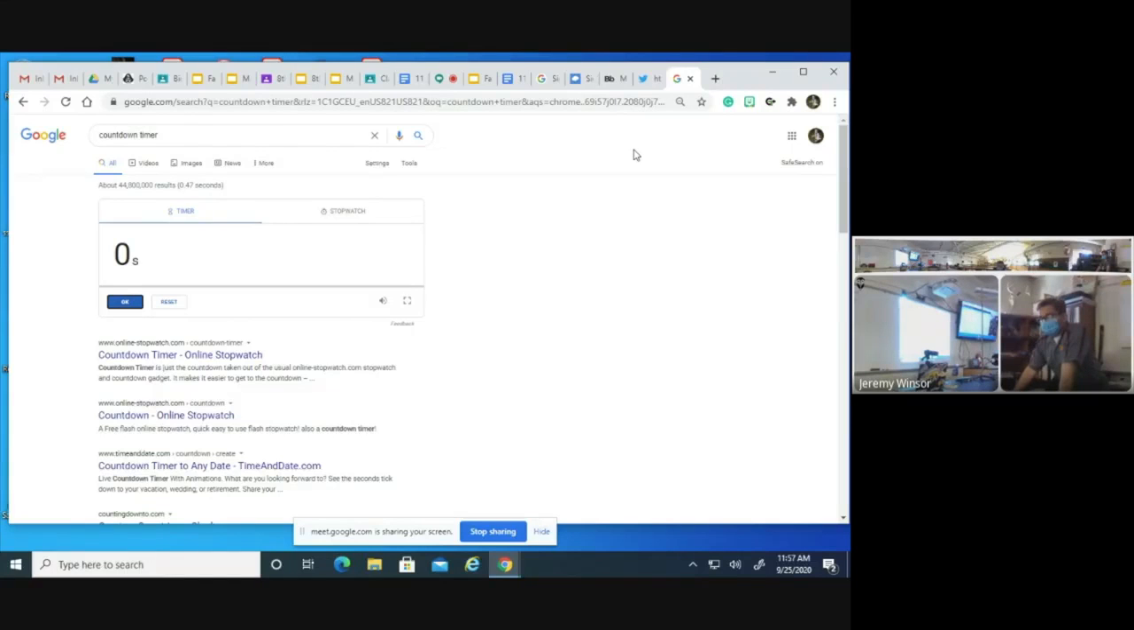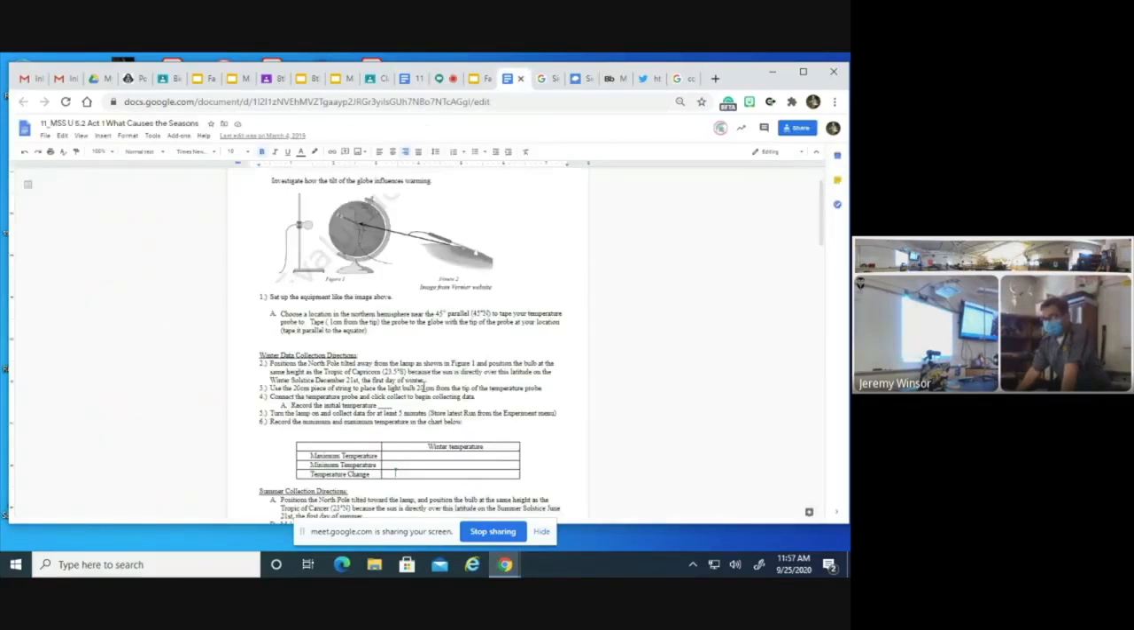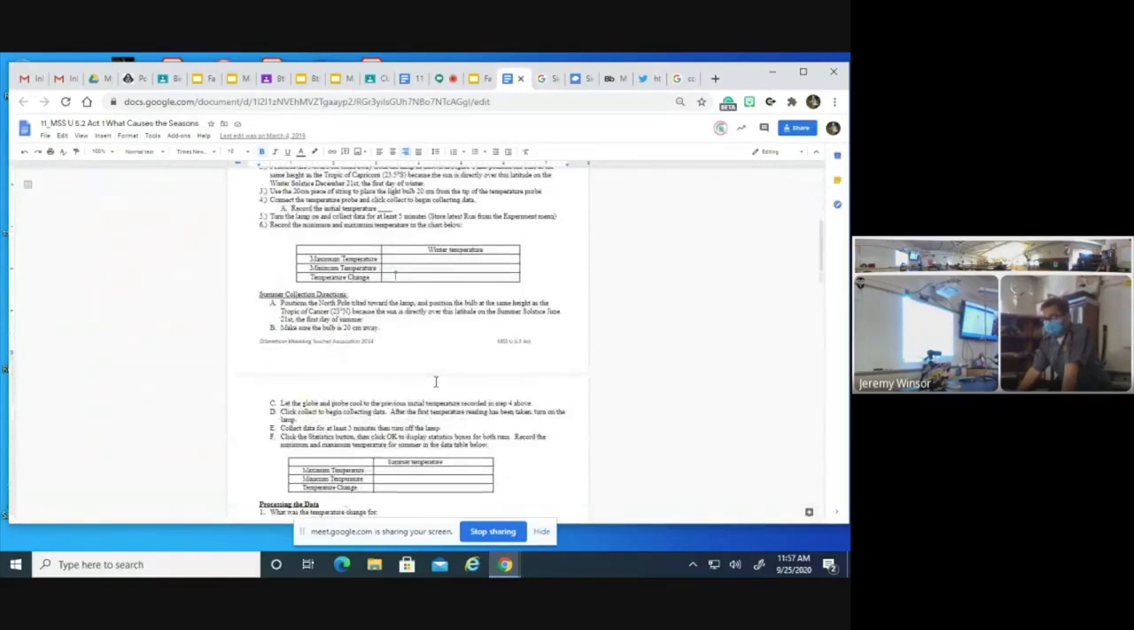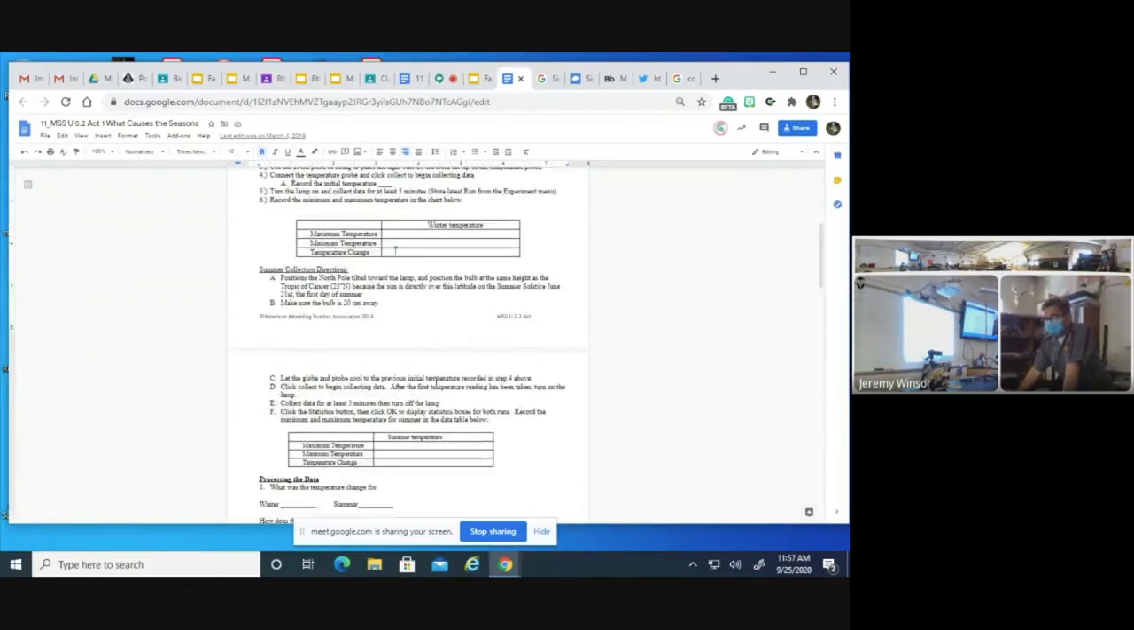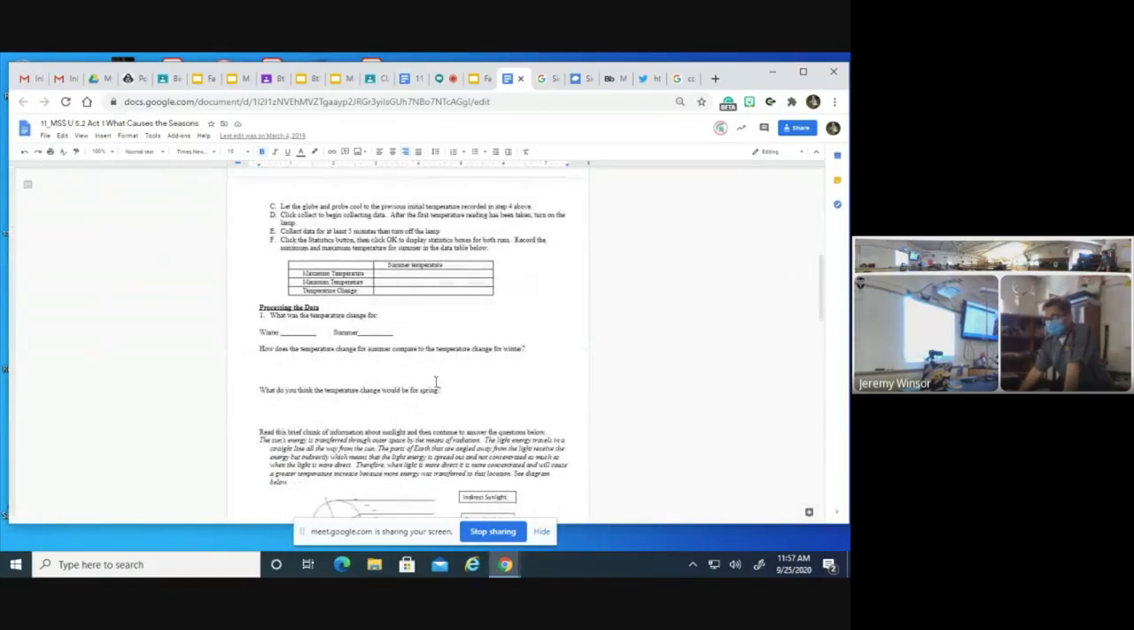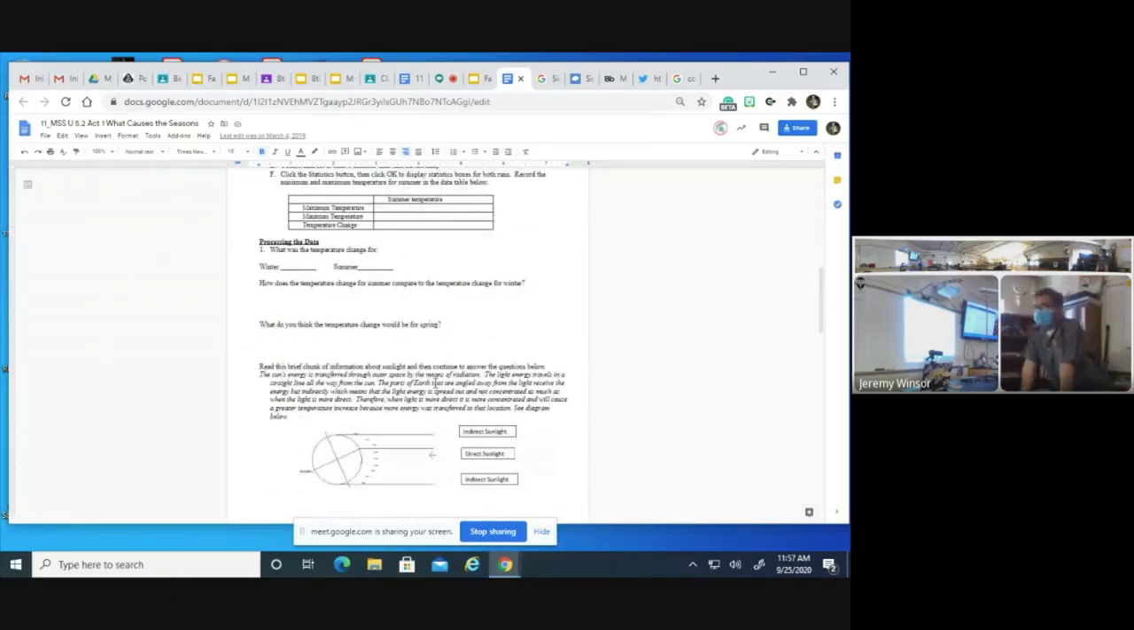Can I use your calculator? Yeah, you can use a calculator, absolutely. Oh, it's 15.7. 15.7 degrees temperature difference.